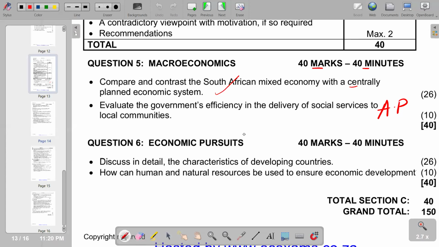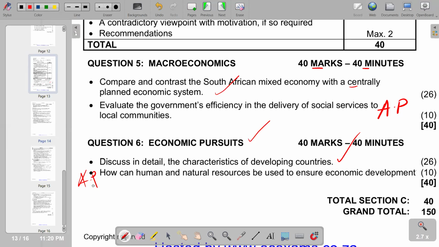So moving on to essay number 2, that is question 6 on economic pursuits. In the first part, you have to discuss in detail the characteristics of developing countries. Then the additional part, at the second point: how can human and natural resources be used to ensure economic development?